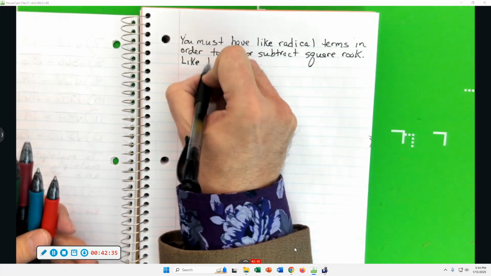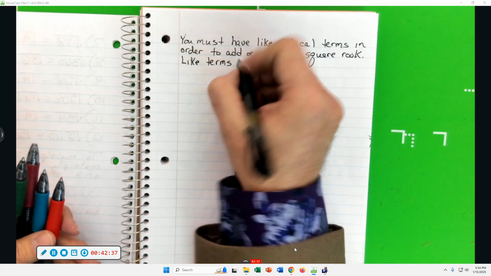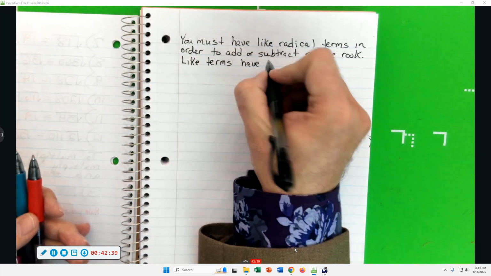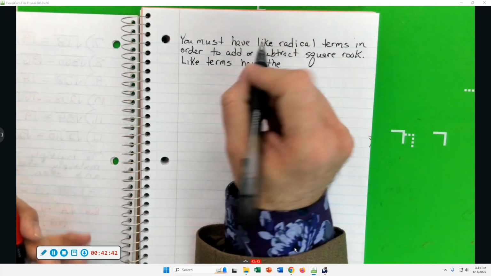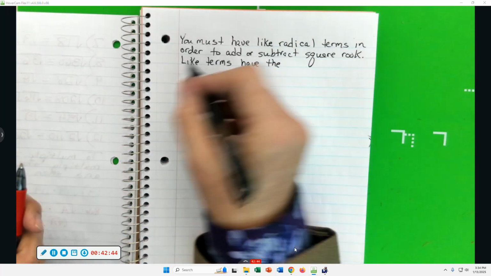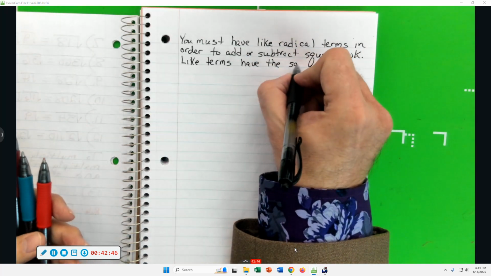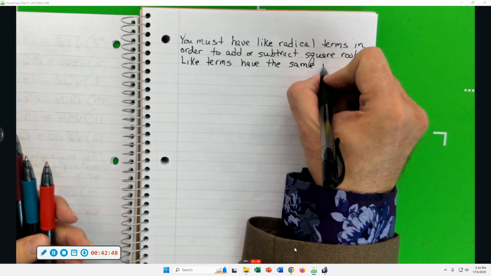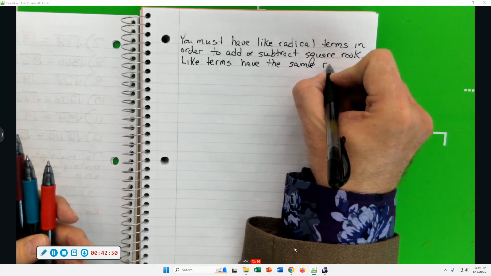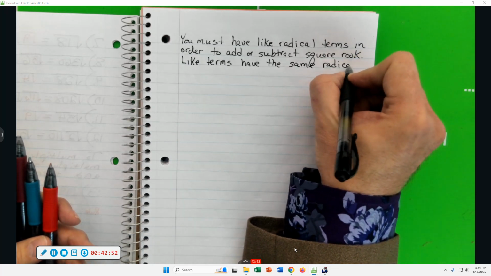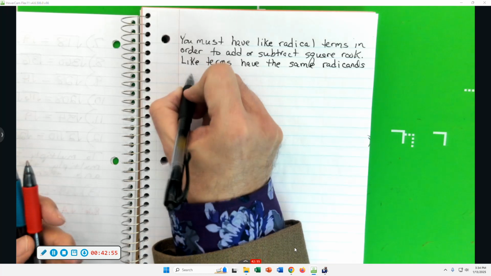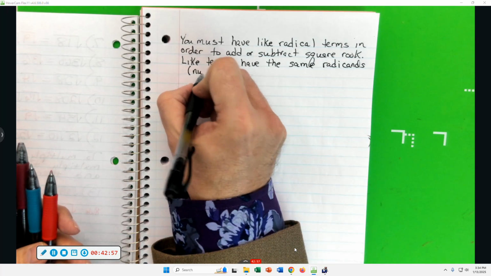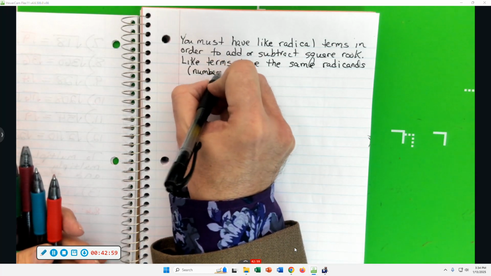Like terms have the same number under the square root. You can't add a square root of 2 and a square root of 3. Like terms have the same radicands. Again, using the fancy word. And by radicand, I mean numbers under the square root.